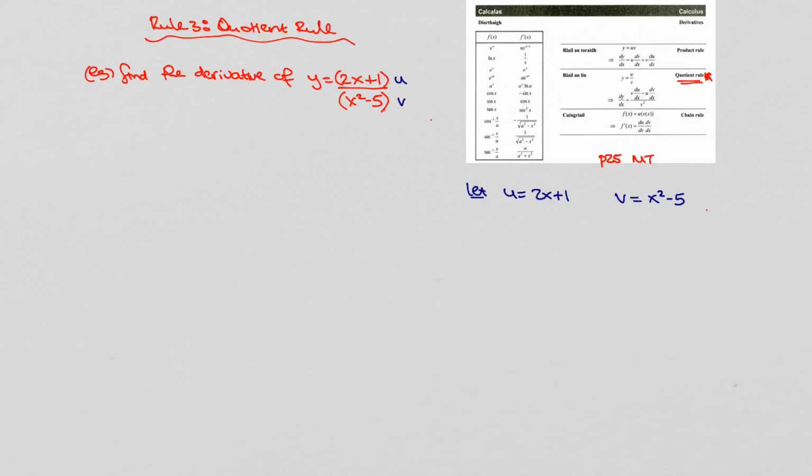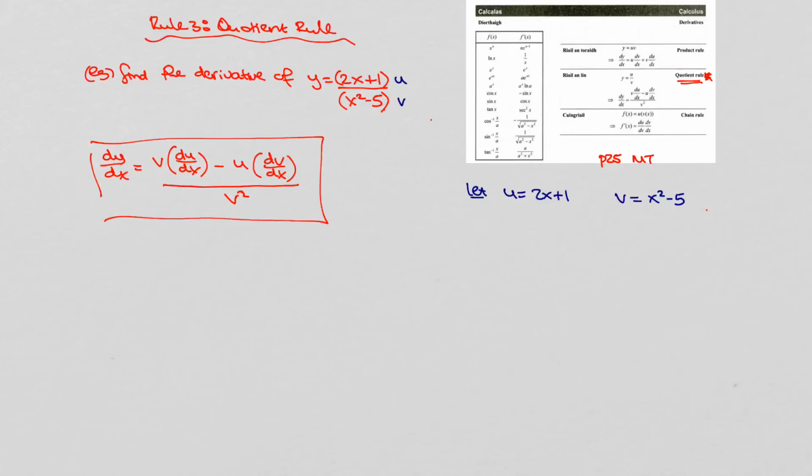And then if we look at the quotient rule, we can see that dy dx is equal to, and this time it's v times du dx minus u times dv dx all over v squared. So this is the quotient rule. So let's apply that here. So we need du dx and we need dv dx.